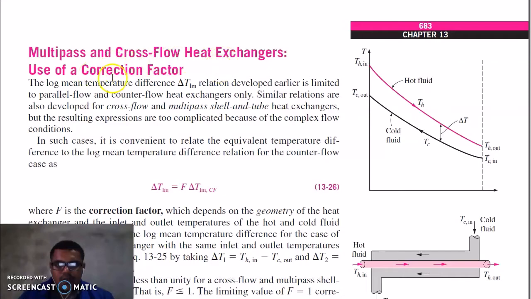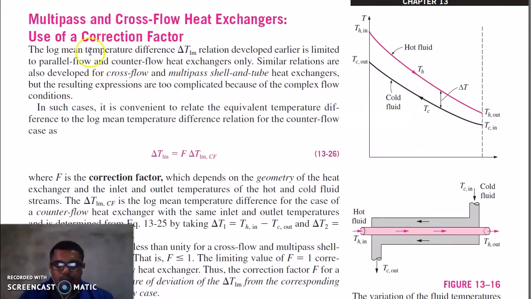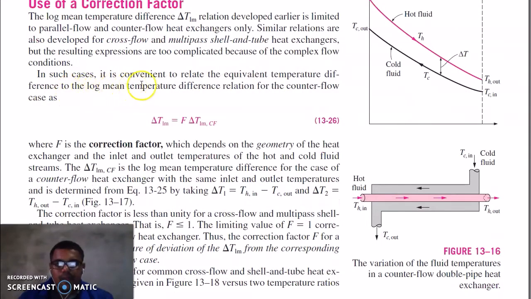Multi-pass and cross flow heat exchangers use a correction factor. The logarithmic temperature difference delta T LM relation developed earlier is limited to parallel flow and counter flow heat exchangers only. Similar relations are also developed for cross flow and multi-pass shell and tube heat exchangers, but the resulting expressions are too complicated because of complex flow conditions. In such case, it is convenient to relate the equivalent temperature difference to the log mean temperature difference relation for the counter flow case. So delta T LM in this case is equal to correction factor times the logarithmic temperature difference of your counter flow heat exchanger.